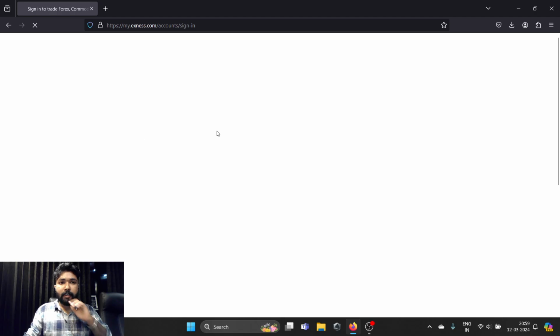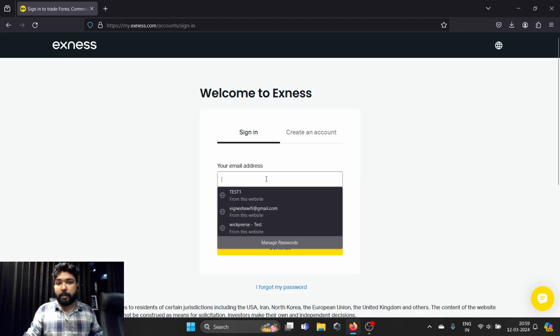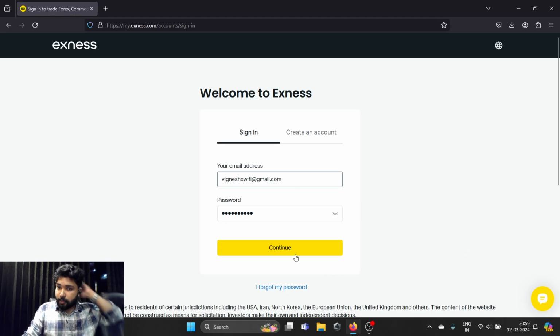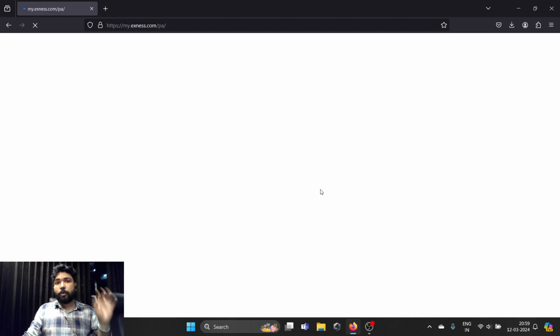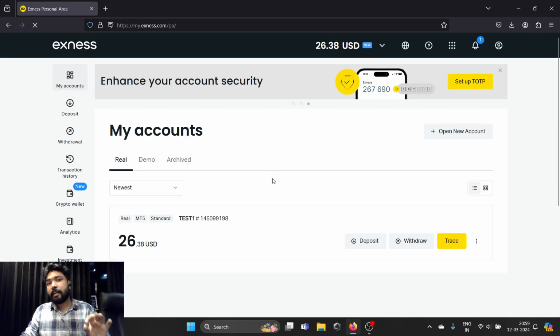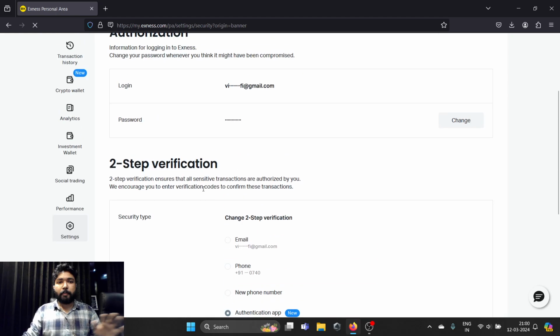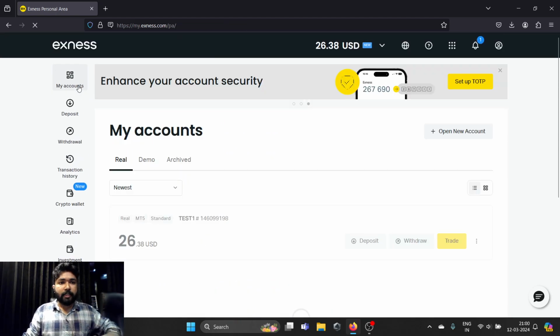Here I have already opened an account, as I said. This is my mail ID, and I'm logging in with my password. I just opened this for test purposes. You can see this is my account, Test One. This is real money, not a demo account. I started with $10, and I have 26.38 US dollars right now. This is the platform, and overall the process is very beginner friendly. That's why I am using this broker for this video.